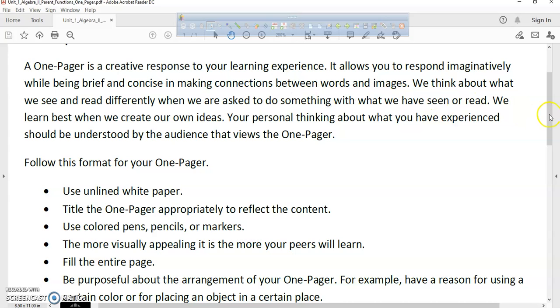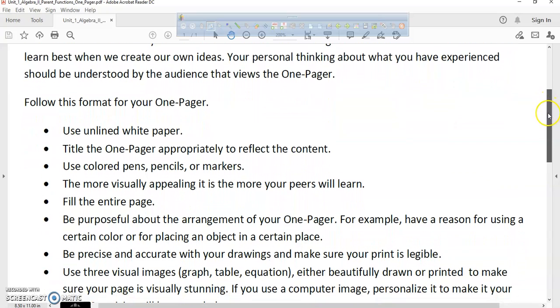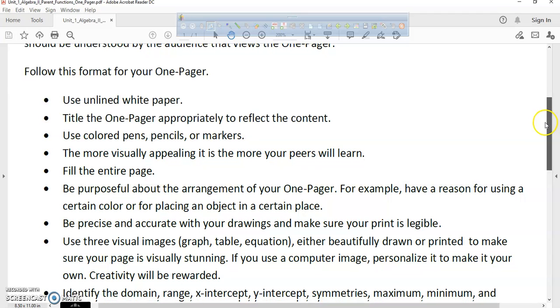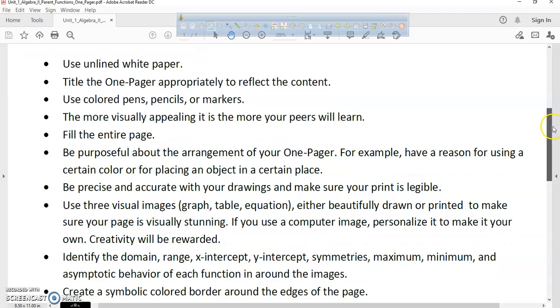of functions that we're going to run into through the years. We're just going to do just the parent functions. If you don't know what a parent function is, we're going to talk about that. Now, you are going to use unlined white paper. You're going to title it appropriately to reflect the content, which is parent functions. You can call it parent functions of Algebra 2.